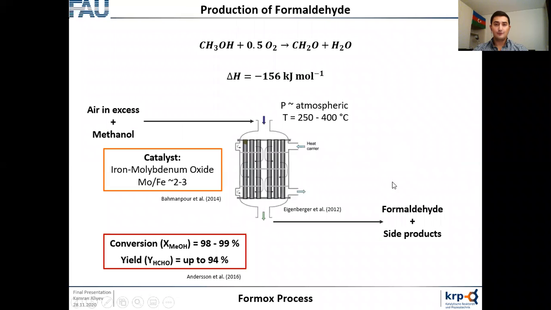Formaldehyde is in fact a very important industrial chemical, and yearly more than 50 million tons of formaldehyde are produced. It's majorly generated through the Formox process, which is the selective oxidation of methanol over iron molybdenum oxide catalyst in the excess of air and temperatures between 250 and 400 degrees centigrade. Basically, in this process, heated air is mixed with methanol and introduced to the reactor. And as the reactions are highly exothermic, a multitubular reactor is used for better temperature control.